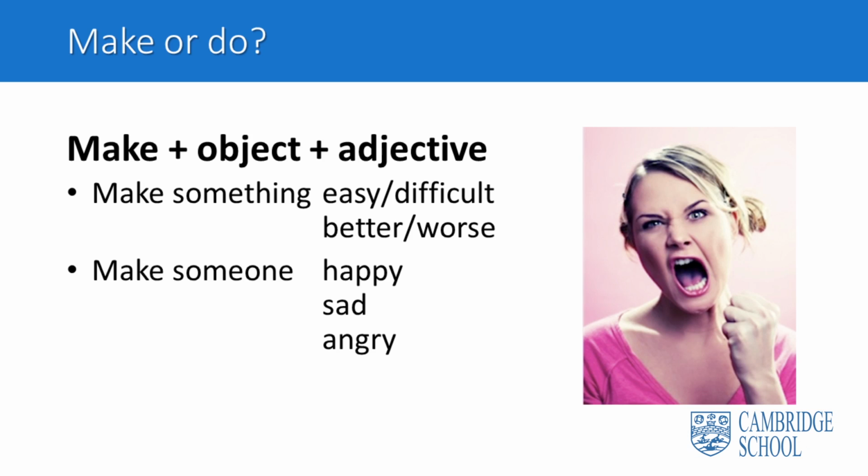Now we're going to look at two more uses of make. You can use make with an object and an adjective to talk about how you can change a process or change something in different ways. For example, make something easy or make something difficult. Imagine you're running a marathon and it's a really hot day. The heat makes the marathon more difficult. But if you have good weather, if it's a cool temperature, that makes the marathon easier.